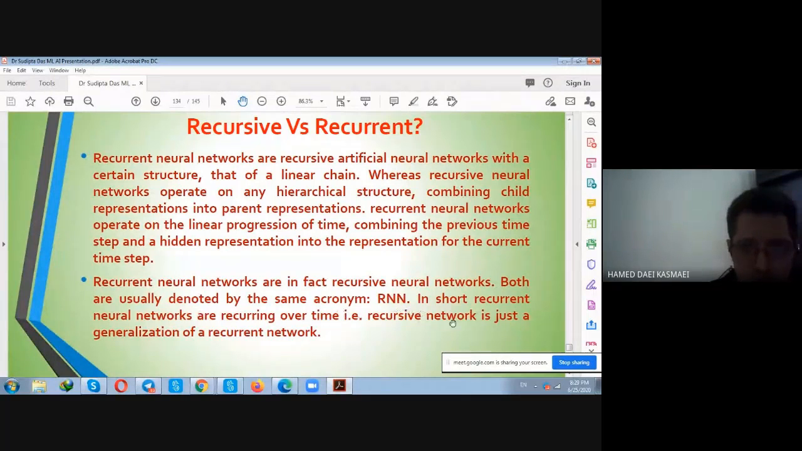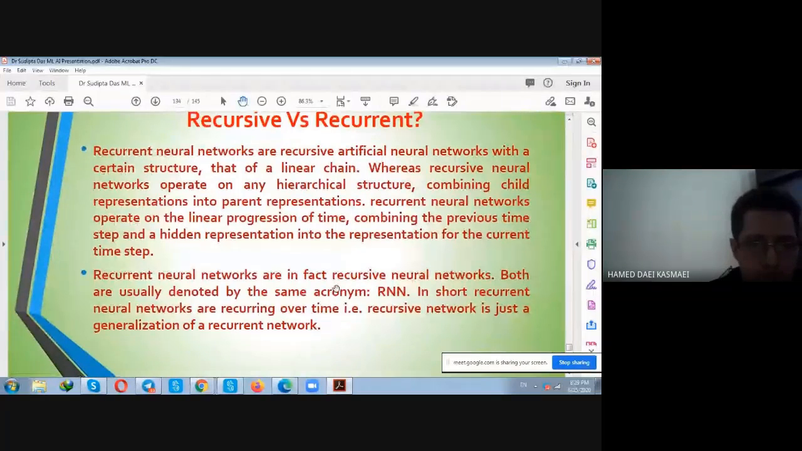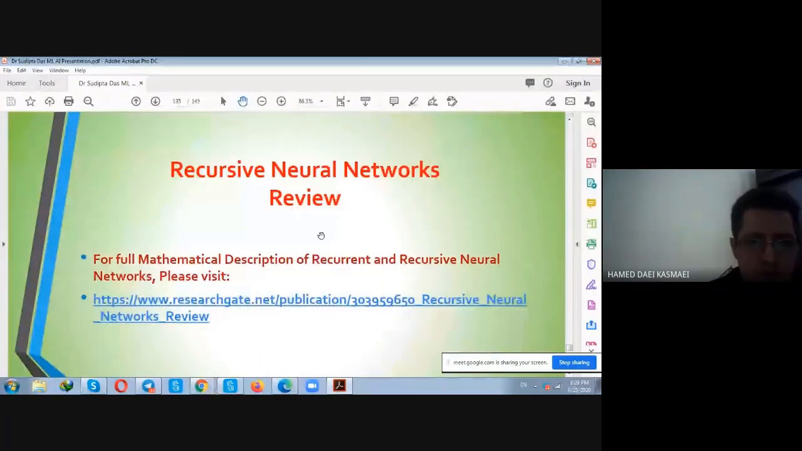But in short, recurrent neural networks are recurring over time, i.e., a recursive network is just a generalization of a recurrent neural network, okay? So for more information about recursive neural networks, you can see this full mathematical review of recursive neural networks. This is a very good place for the formulas about it that you need to see for further study.